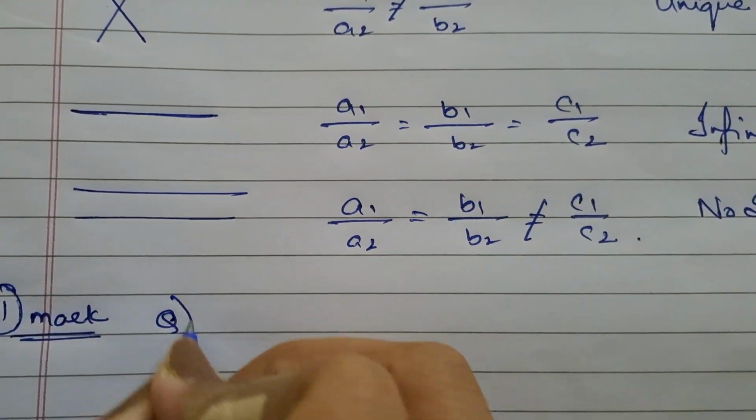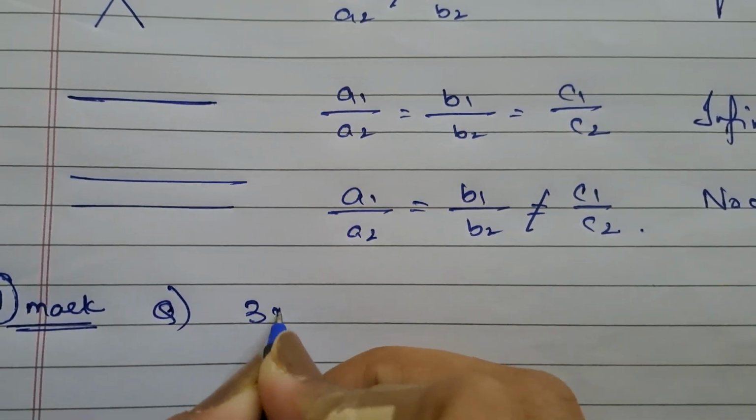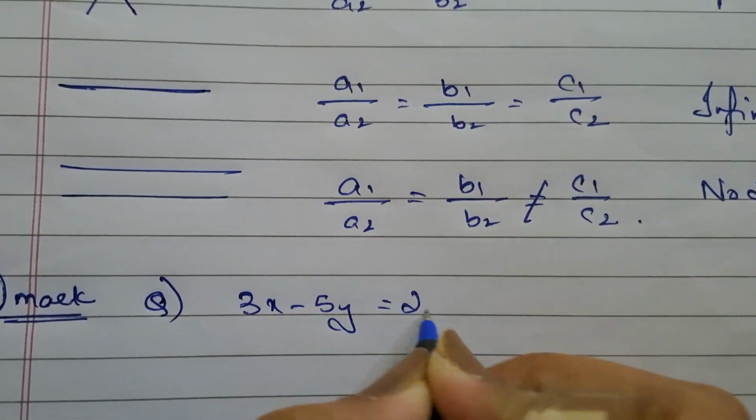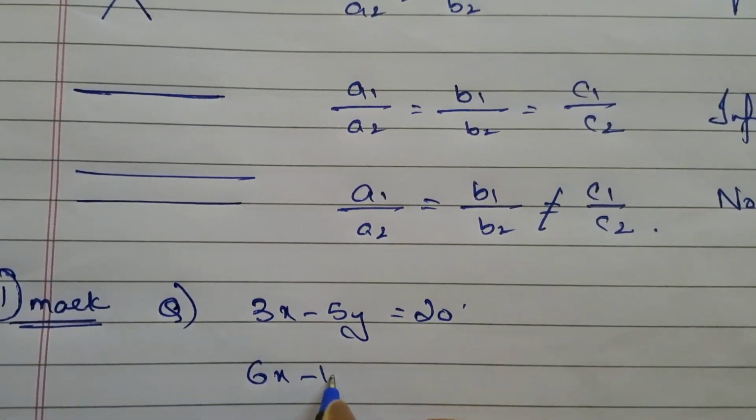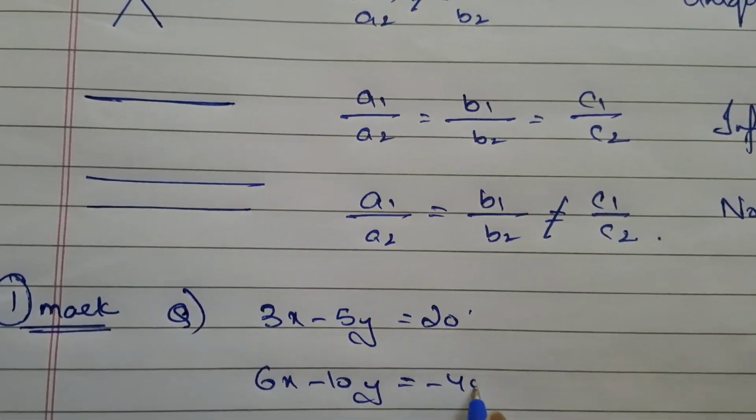Okay, let's take a question here. It is given as 3x minus 5y is equal to 20, and then 6x minus 10y is equal to minus 40 is given to me here.